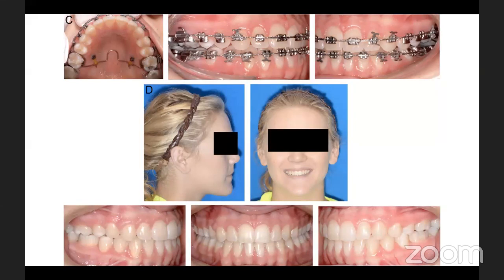So this is definitely a takeaway, and I would urge many of you to start using this in your class 3 cases, along with considerations of lower distalization or extraction. But definitely, if your anteriors are not very proclined, the uppers, you can go in for this. And this is also a very good treatment modality for pseudo class 3s.